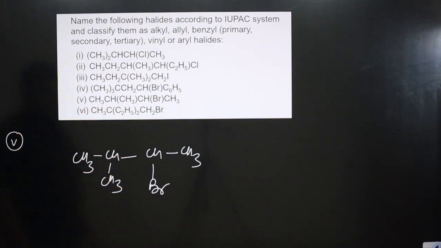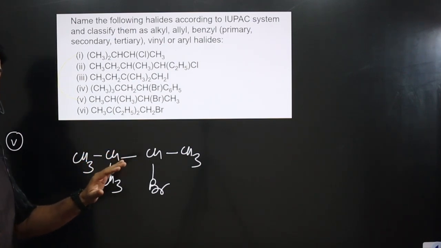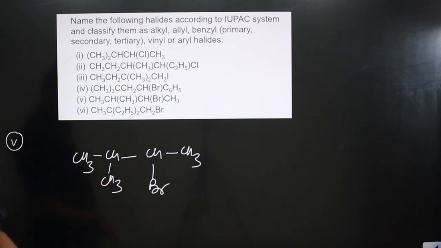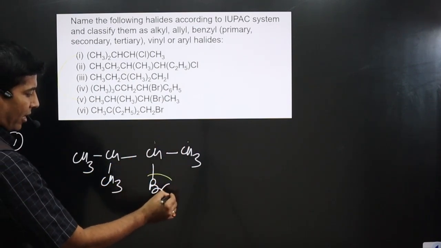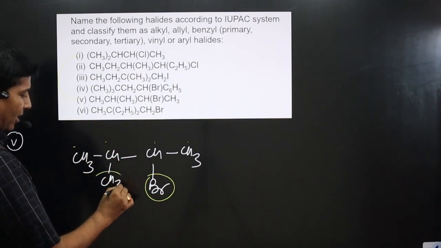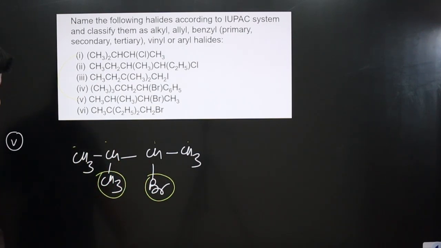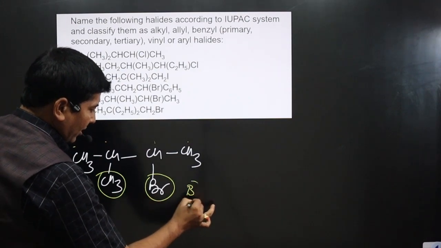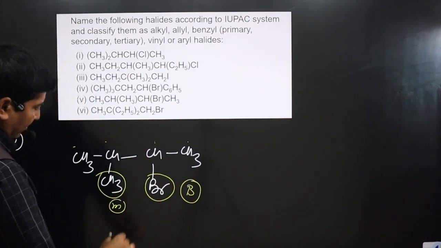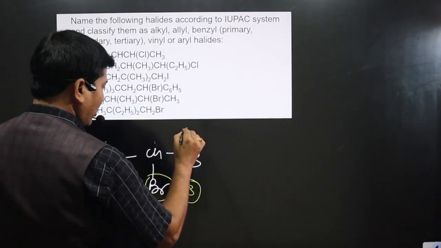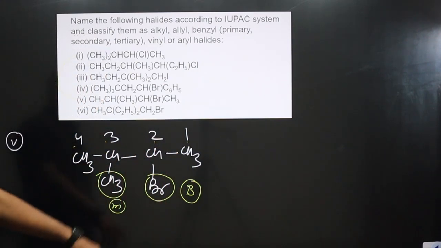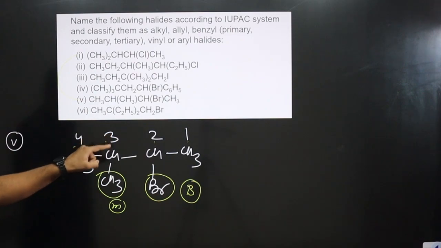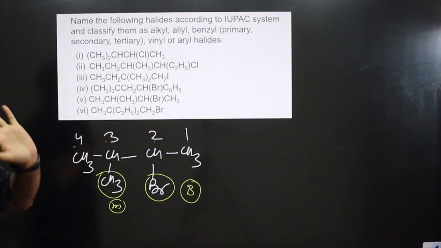Okay, so we have to do the numbering for the parent chain in alphabetical order, because if you start numbering from this side, the halogen is on the second carbon and the methyl group is on the second carbon. Alphabetical order: bromo starts from B, and methyl starts from M. So we start numbering from right to left: 1, 2, 3, and 4. So you can see we got 2-bromo, 3-methyl, and butane.